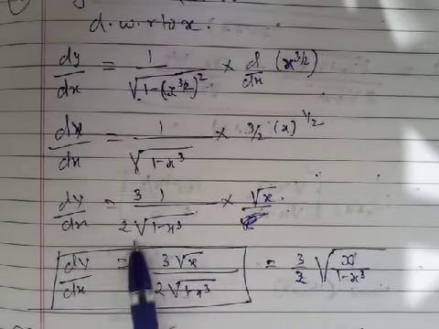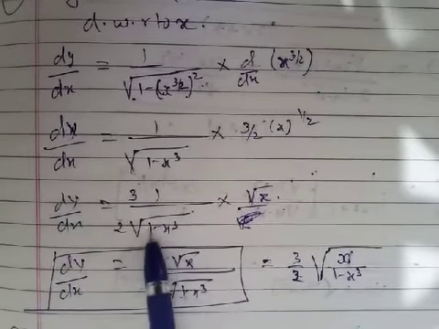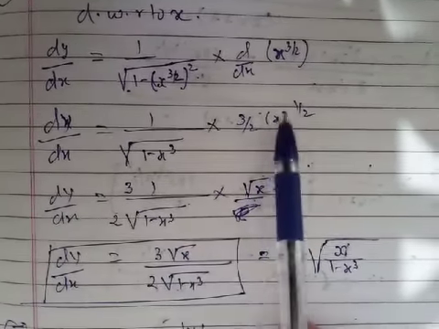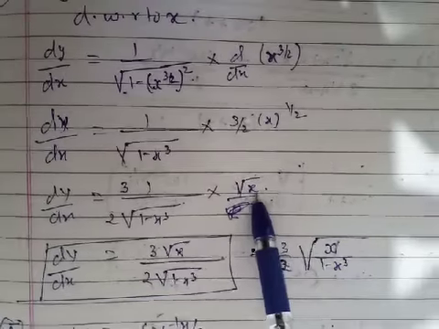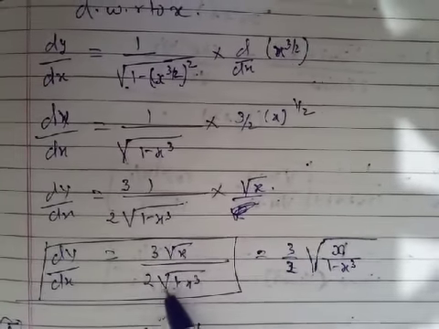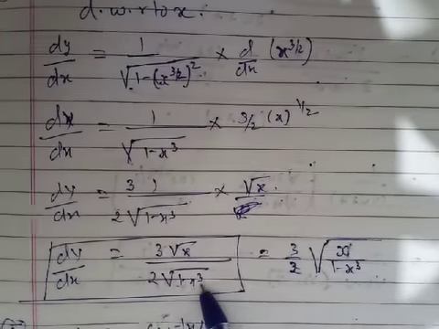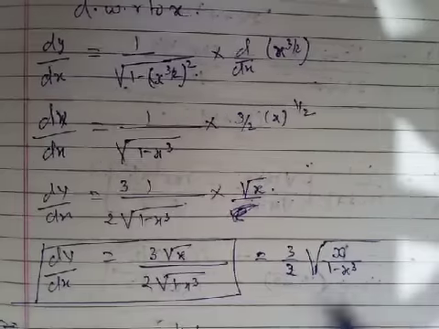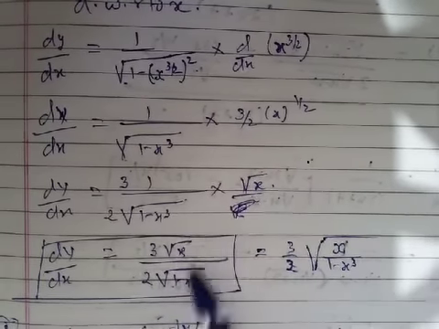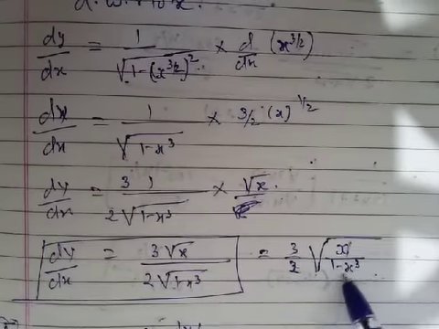So this will come in multiplication: 3 by 2, 1 upon root of 1 minus x cube, into x raised to half, which is root x. So we can write dy/dx as 3 root x upon 2 root 1 minus x cube. Okay. That's it. We can take this root as common, so 3 by 2 root of x upon 1 minus x cube.